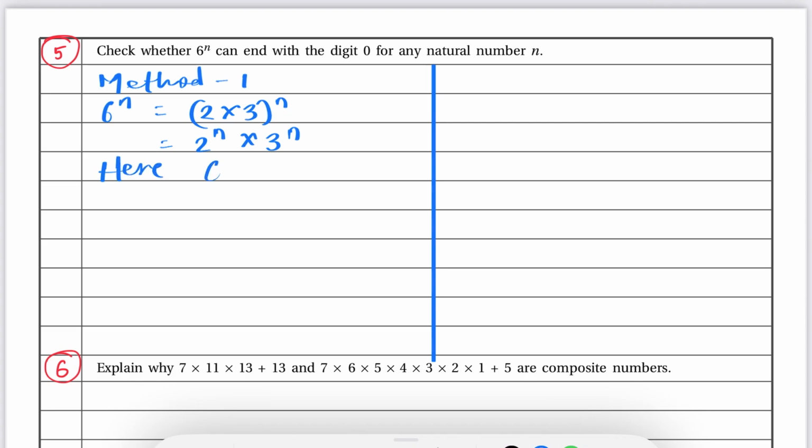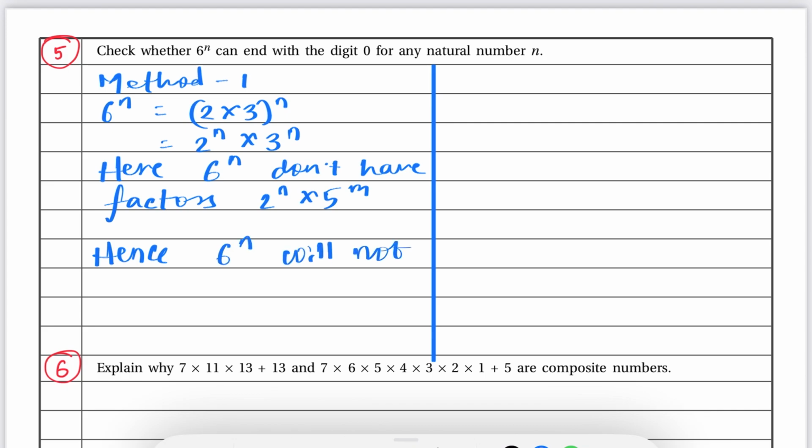Here 6 power n doesn't have factors 2 power n and 5 power m. Hence 6 power n will not end with 0.